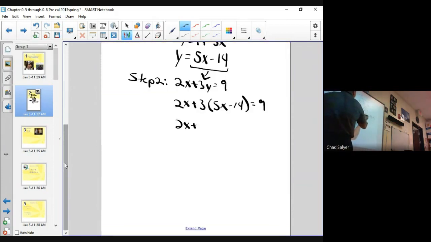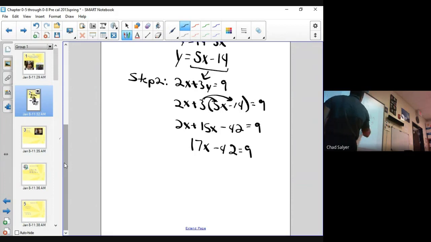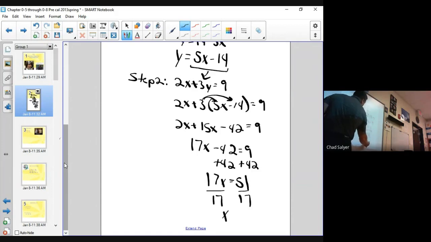So 2x plus, distribute this 3 here. 3 times 5x is 15x minus 42 equals 9. Combine our like terms here, 17x minus 42 equals 9. Add 42 to each side. We get 17x equals 51. We divide away the 17. We get x equals 3, like so. So we have x now.